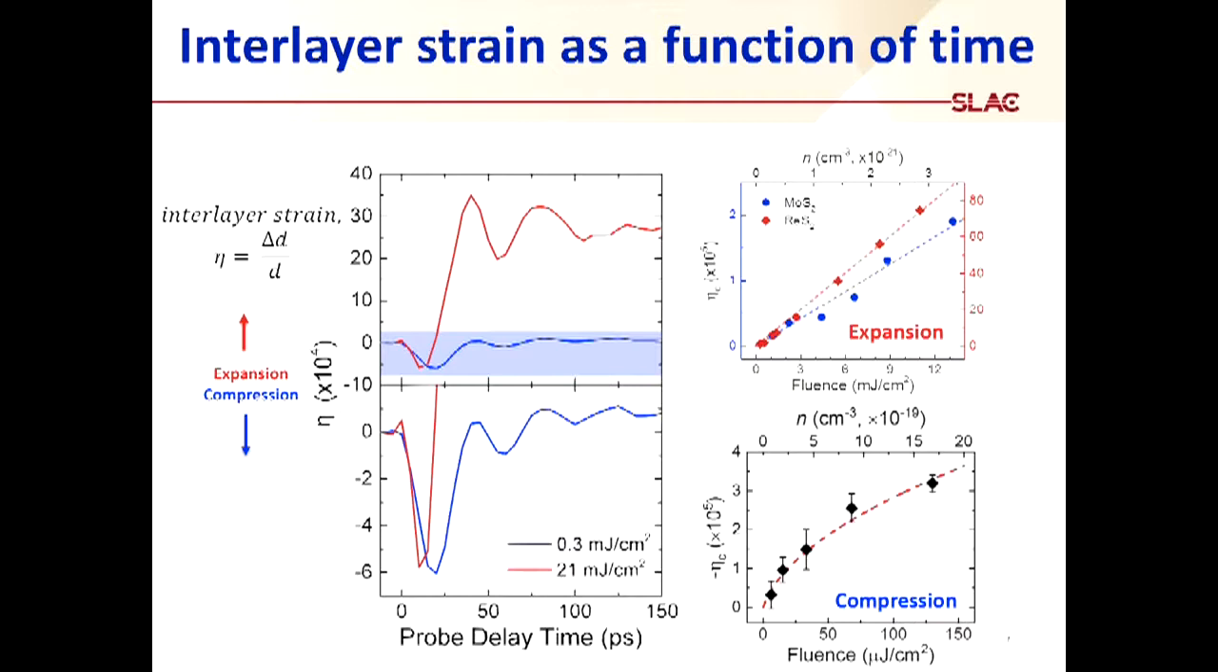But what about this compression? Well, that actually emerges and dominates at low fluence. Of course, all of the effects go to zero with no excitation. But what we find is a sublinear scaling of the compressive part. So as the fluence goes up, the sublinear scaling that gives rise to the contraction is dominated by the thermal expansion. Okay.